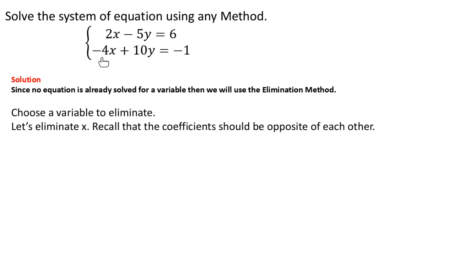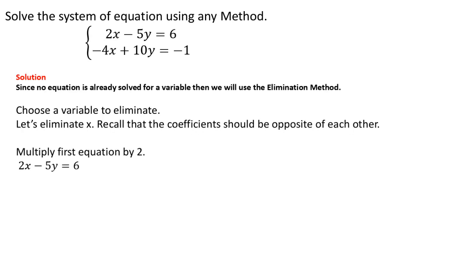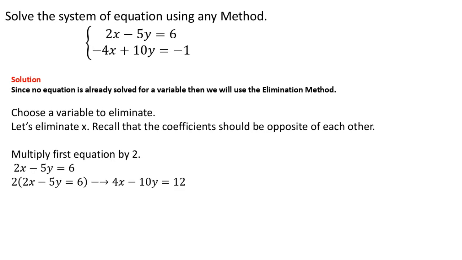So on this particular one, I'm only going to have to multiply the first equation. In order for me to eliminate the x, I can make this 2x into a 4x by multiplying the whole equation by 2. This one is a little bit easier because I only have to multiply a number to one of the equations, and it's going to be the first one. So let's go ahead and multiply my first equation by 2. 2 times 2x gives me 4x. 2 times a negative 5y gives me negative 10y. And then 2 times 6 is equal to 12.